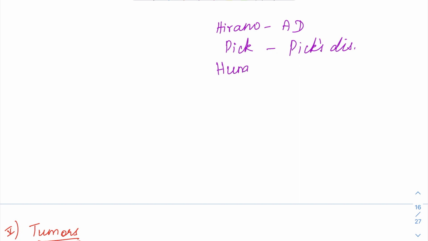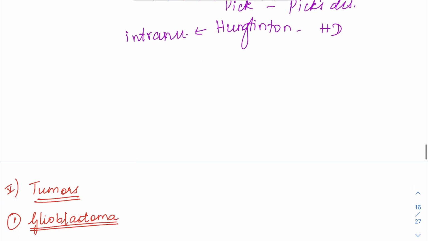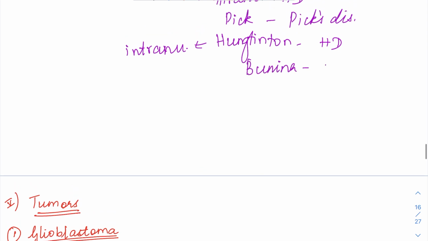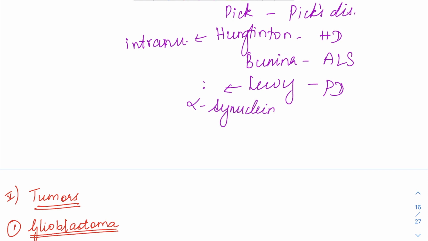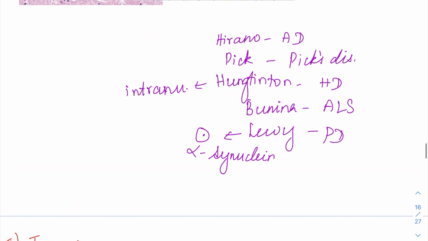Then we saw Huntington's disease. Again, there will be Huntington protein which is forming the intranuclear inclusion. Here the inclusion will be intranuclear. Right. Then we had Bunina bodies. Bunina bodies are eosinophilic small dot-like inclusions seen in amyotrophic lateral sclerosis. Then we saw Lewy bodies. Lewy bodies we see in Parkinson's disease. It is going to be composed of alpha synuclein, and it is going to have a halo around it. Okay. Hirano bodies actually were composed of actin.